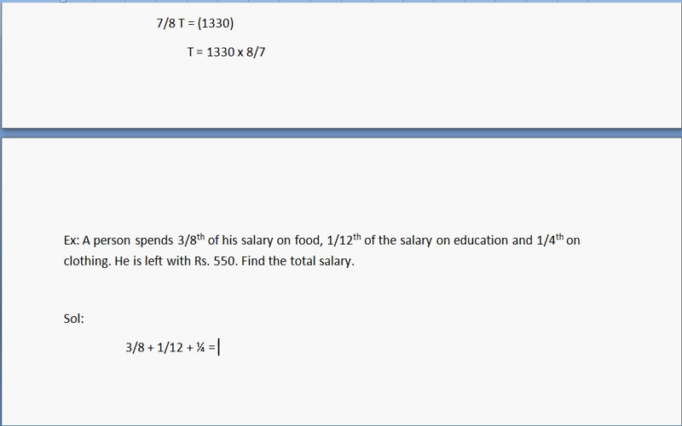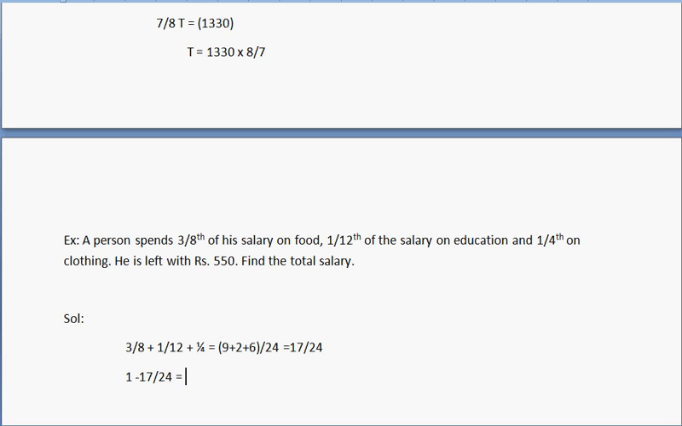So he has spent this much of his salary in total. So we'll take the LCM. LCM would be 24, right? So the numerator would become 9 plus 2 plus 6, right? This whole divided by 24, which would be 17 by 24. So 17 by 24 he has spent. So what is he left with? He is left with 1 minus 17 by 24, right?